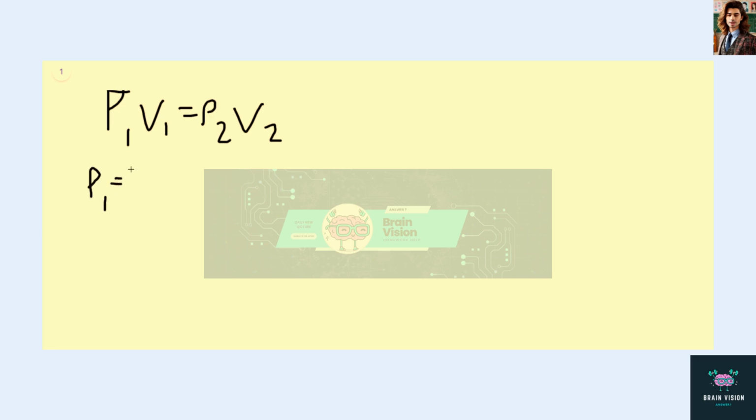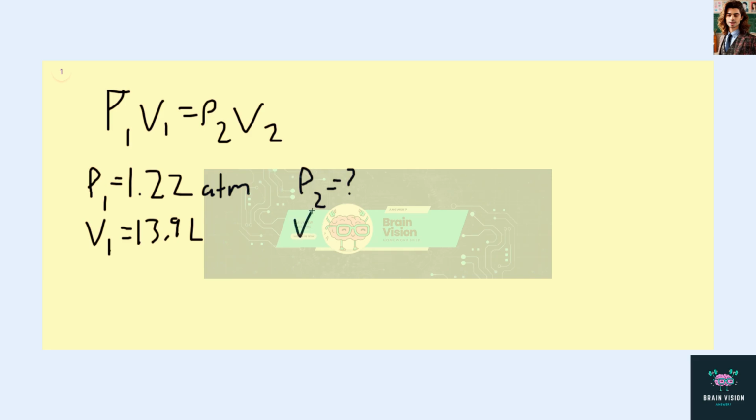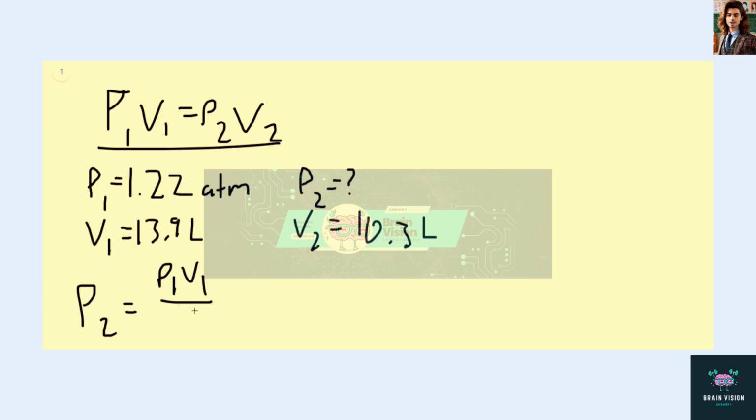And so pressure 1 is 1.22 atmospheres, and volume 1 is 13.9 liters. Now pressure 2 is unknown, that's what we're looking for, and volume 2 is 10.3 liters. And so if we rearrange this equation to solve for pressure 2, we get that P1 V1 over V2 equals P2.